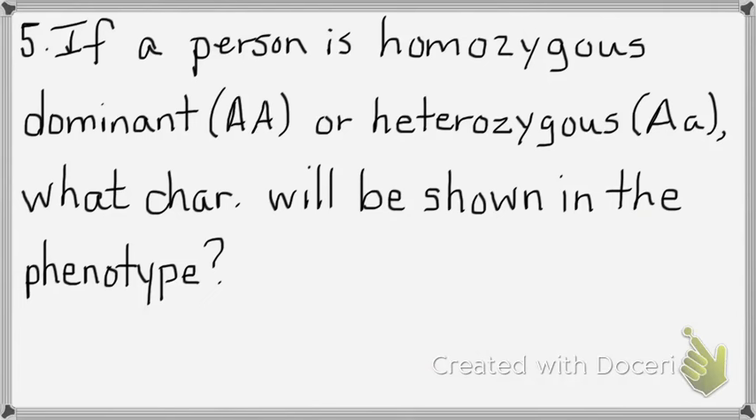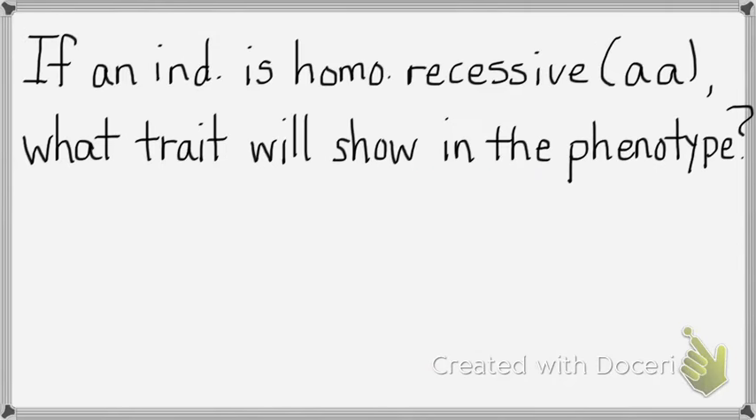Number five, if a person's homozygous dominant, and I went ahead and put like big A, or the person is heterozygous, what characteristic will they show? Will they be dominant or will they be recessive? They're going to be dominant. Very good. The dominant trait will show in their phenotype. How about if an individual is homozygous recessive? They're going to look recessive. That's good. Their phenotype will be recessive. And that's the only way that you have a phenotype that is recessive. You have to be homozygous recessive.